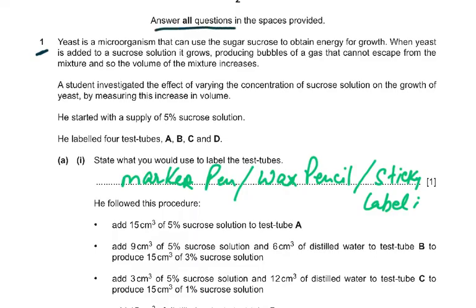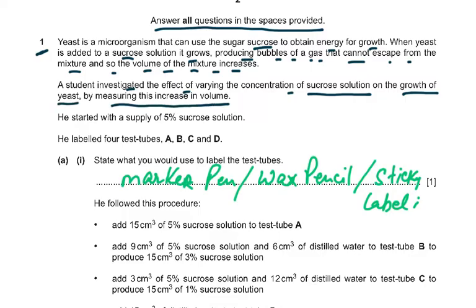Answer all the questions in the spaces provided. Yeast is a microorganism that can use the sugar sucrose to obtain energy for growth. When yeast is added to a sucrose solution, it grows, producing bubbles of a gas that cannot escape from this mixture, and so the volume of the mixture increases. A student investigated the effect of varying the concentration of sucrose solution on the growth of yeast by measuring this increase in volume. He started with a supply of 5% sucrose solution.